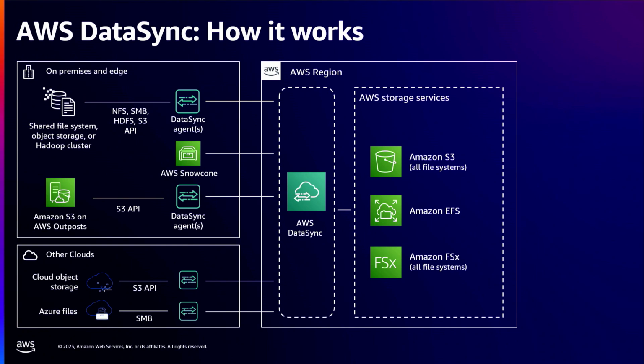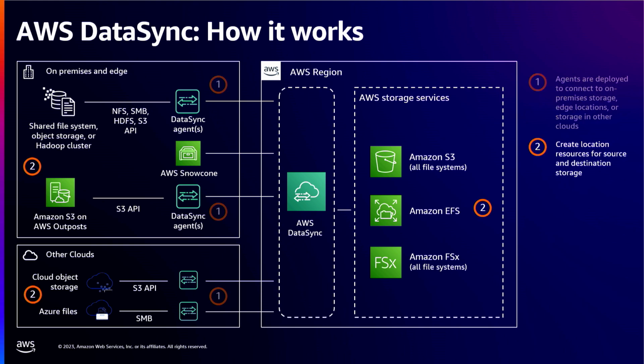So at a high level, how does DataSync work? Well, if you're copying from an on-premises location or an edge location or even other clouds, you start by deploying an agent, which is a virtual machine. And that agent is set up to connect to your storage. And then you define source and destination locations. And that's simply a way of telling DataSync, hey, here's how you connect to my storage. It's an IP address or a URL, the authentication, username, password, things like that.